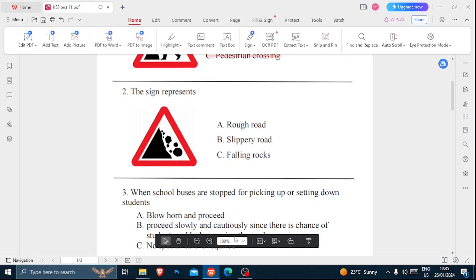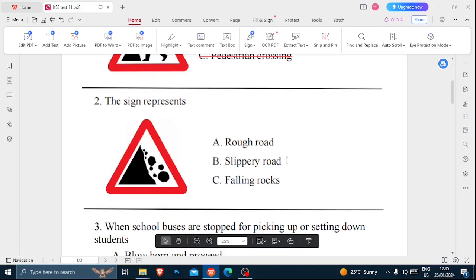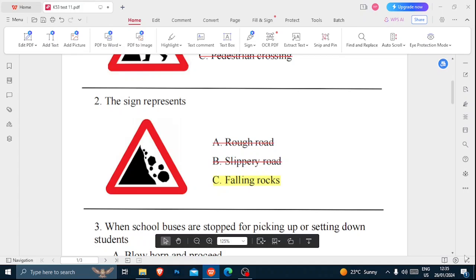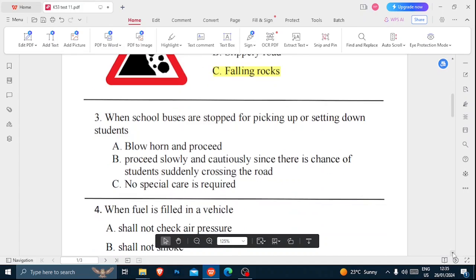What does this sign represent? Is this a rough road, slippery road, or falling rocks? Now let's look at this sign very closely. You can see that we have falling rocks here, so this one is a falling rock sign, which means it's not a rough or slippery road. So let me just underline this one. Let's move on to number three.